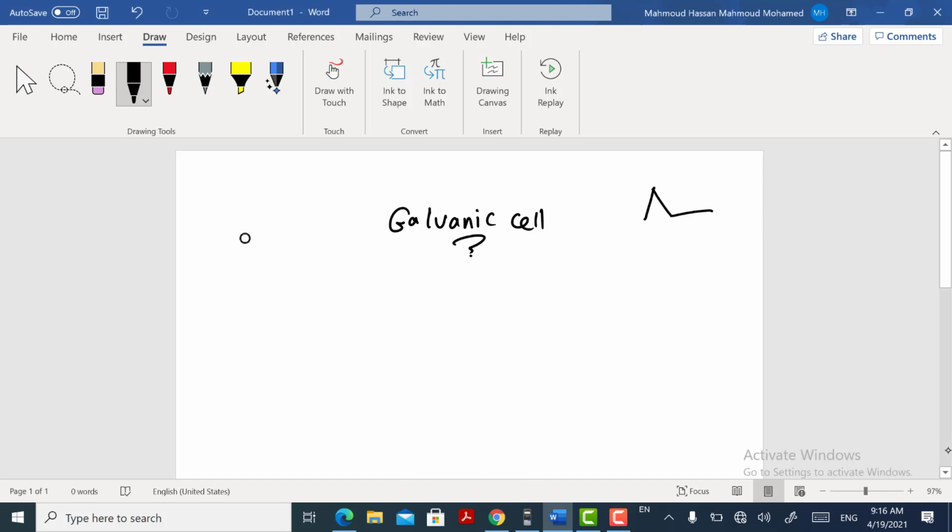Galvanic cell, the idea started from Galvani when he was dissecting a frog.